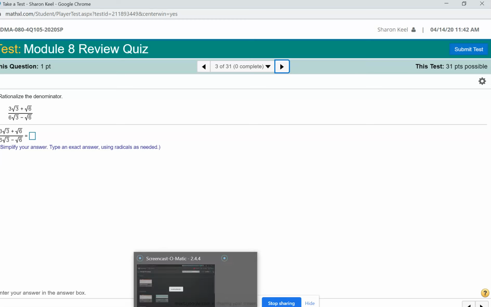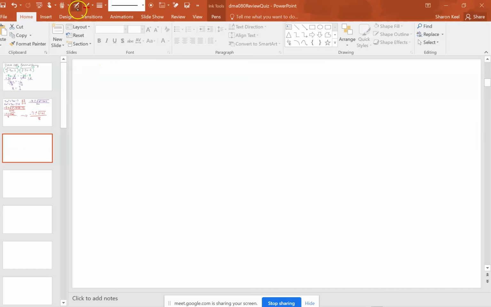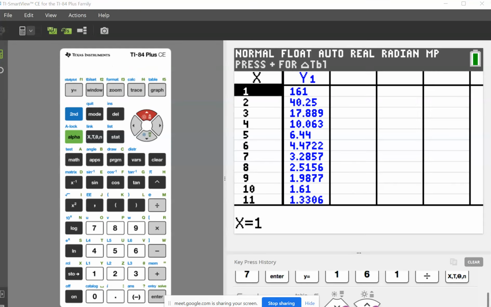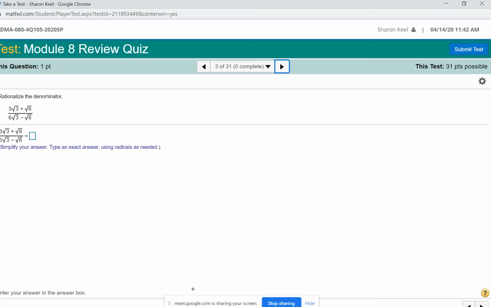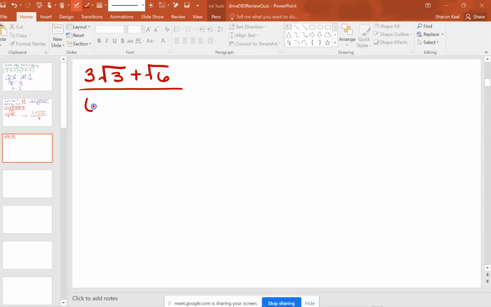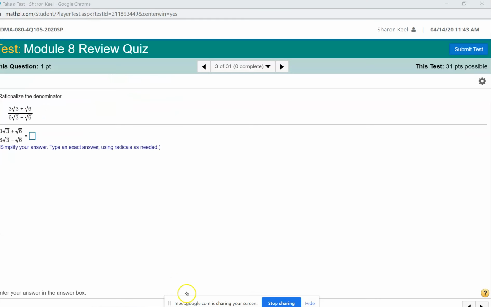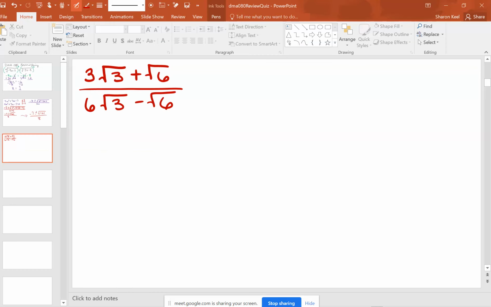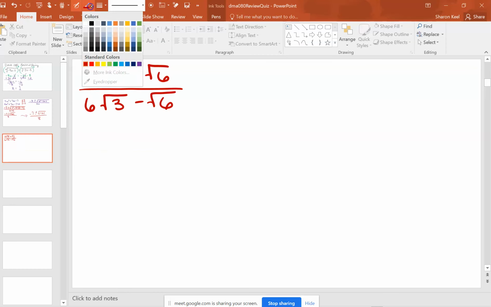3 square root 3 plus square root 6 over 6 square root 3 minus square root 6. Oh, wait a minute. I think I miscopied something on the top. Let me catch that. No, that's right. It's a 6. Okay.